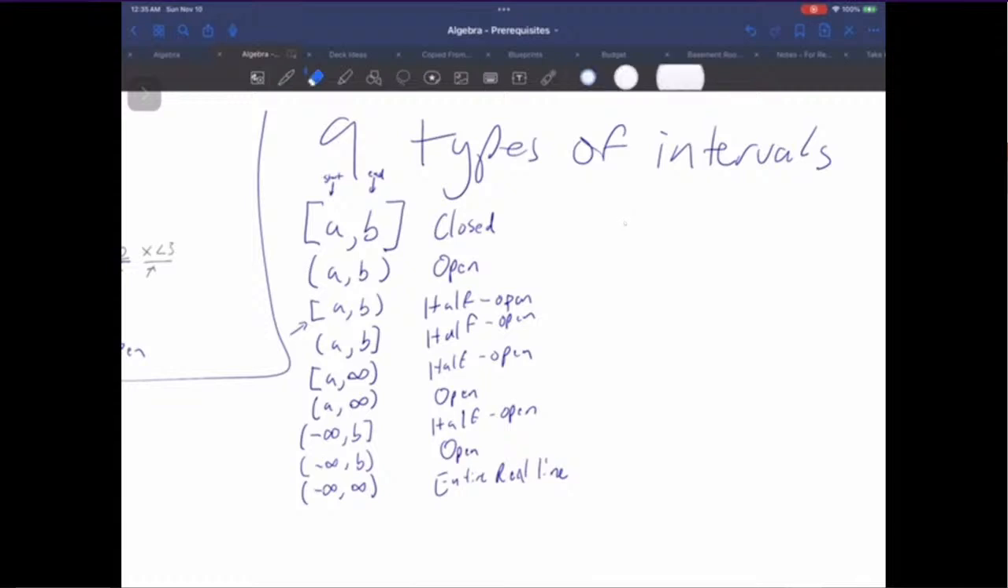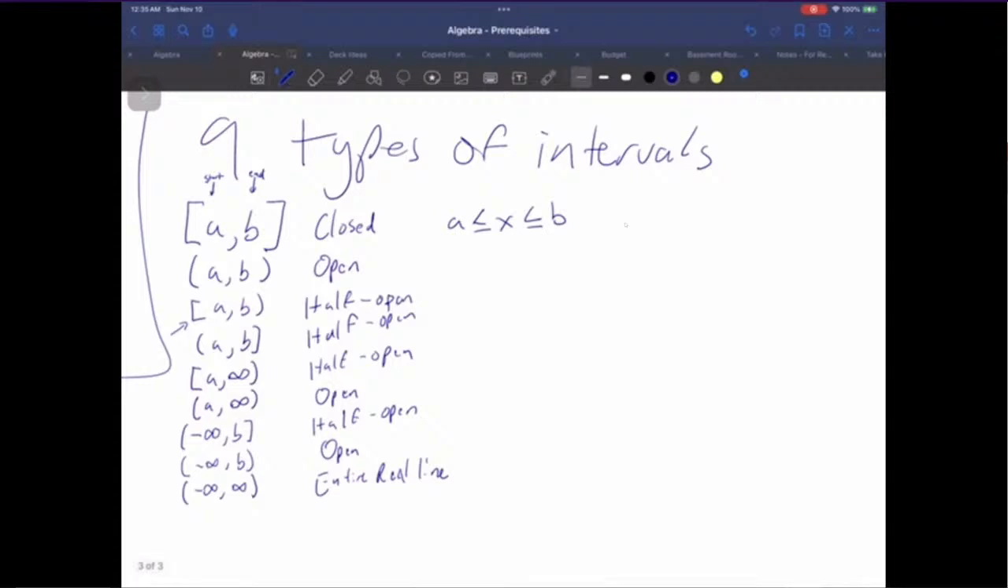So here you have a is less than or equal to x is less than or equal to b, and that would be drawn like this. A, b, and you have a closed interval on this side and a closed interval on that side. Then you have, I'm going to draw the number lines first.